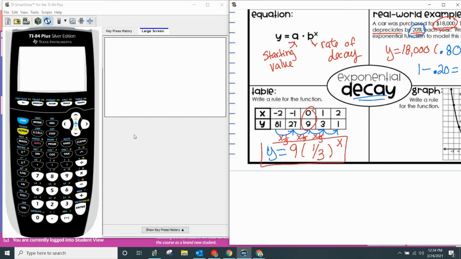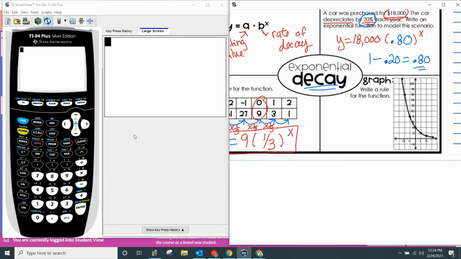But again, if you want, you can take that table and put it in stat edit, and it will give you the A and the B value. I'm just trying to illustrate to you a different way, because some of you like to see different ways to work problems. Okay, look at this graph.